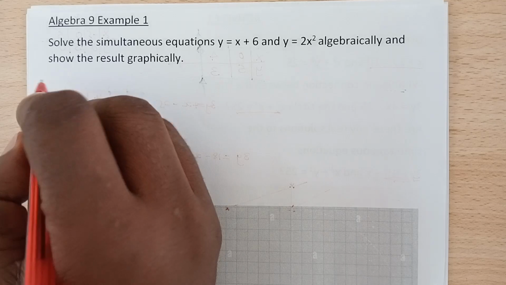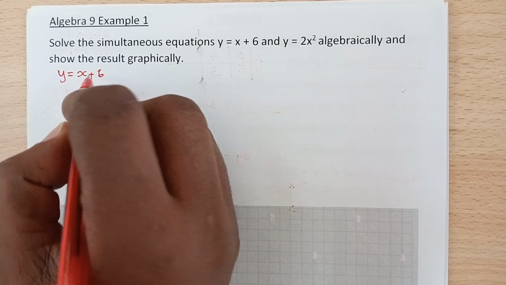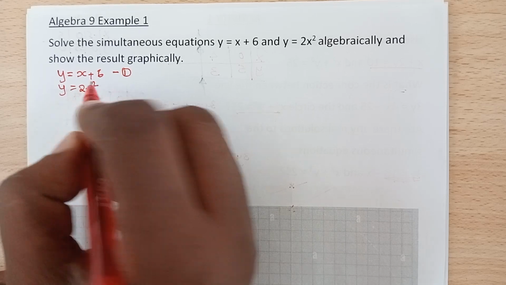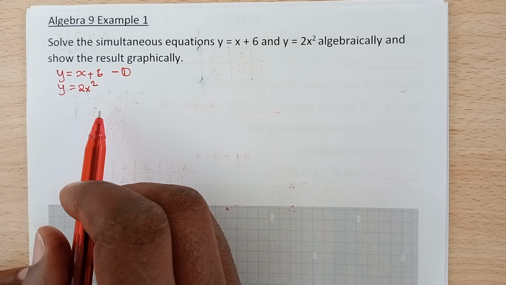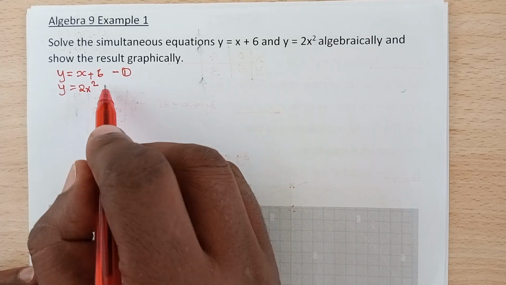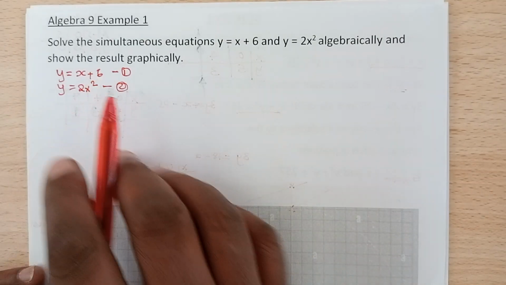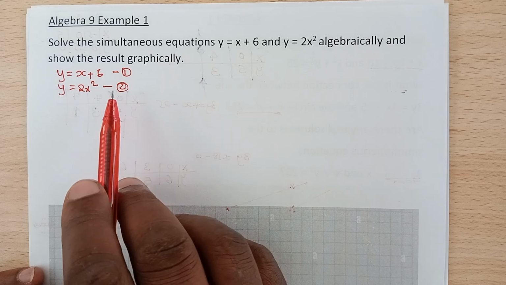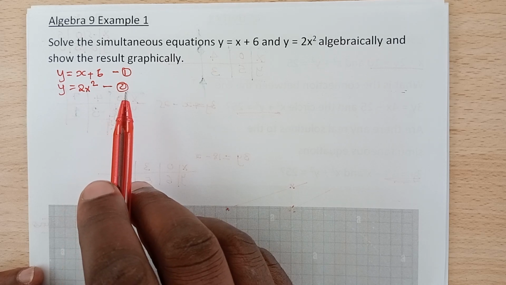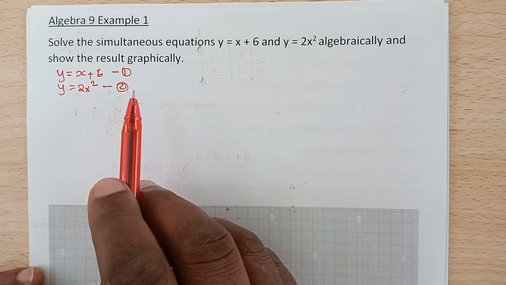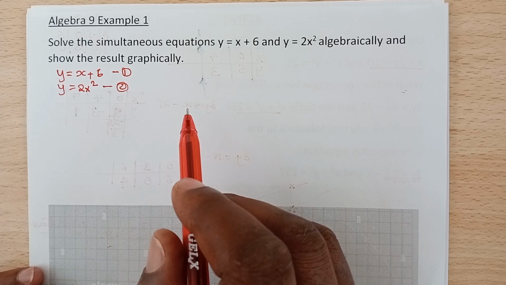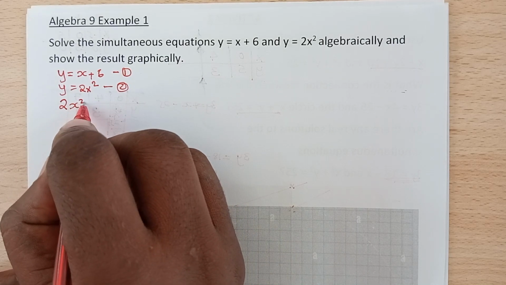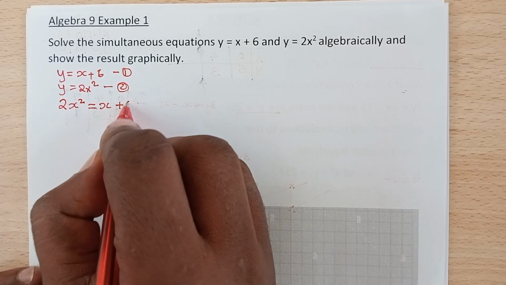Now, algebraic solution. We have the two equations: y equals x plus 6, that is equation 1, and equation 2, y equals 2x squared. The two equations are talking about y, and therefore we can always have equation 1 equal to equation 2. So by substitution method, equation 1 is equal to equation 2. Since both of them are talking about y, and y equals y, then we can say 2x squared equals x plus 6.